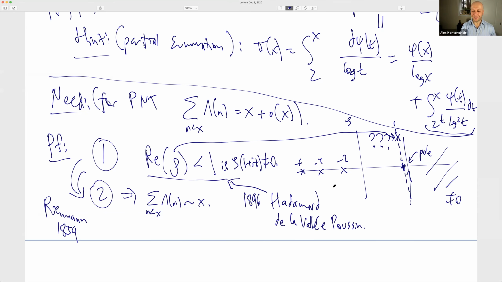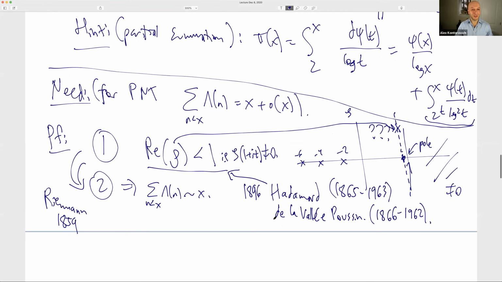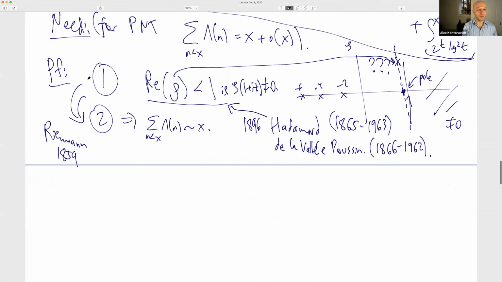Same year. By the way, this is a curious fact. Hadamard was born in 1865 and died in 1963. De la Vallée-Poussin was born in 1866 and died in 1962. There's some duality between Hadamard and de la Vallée-Poussin. They're like born and dead in the same year. They proved their most spectacular result in the same year, and it's the same result. But anyway, I will give you a sketch of a proof of one.